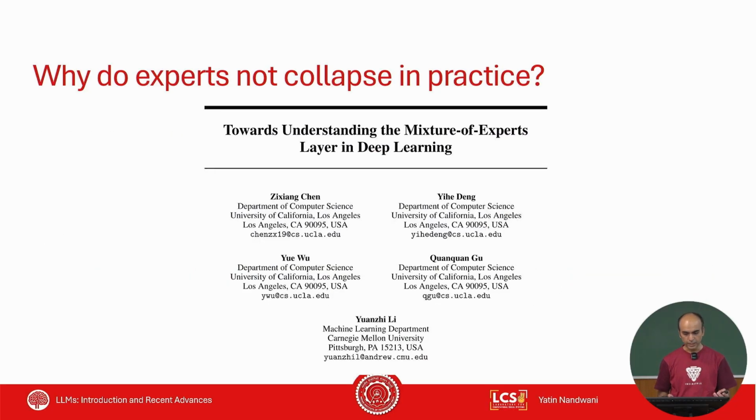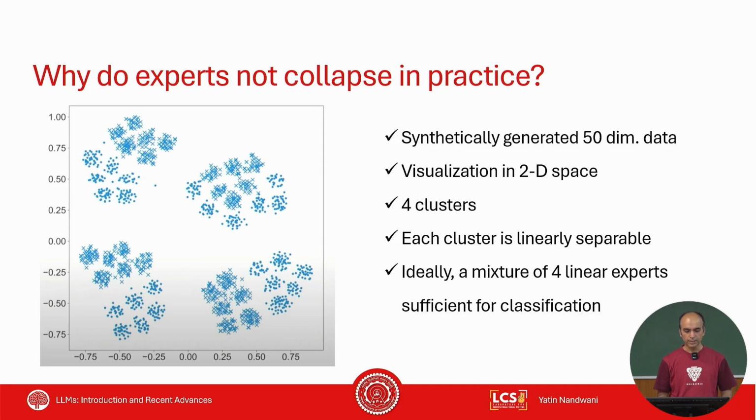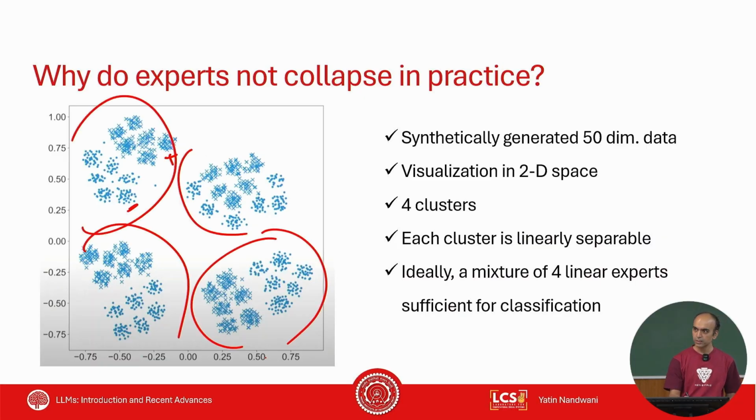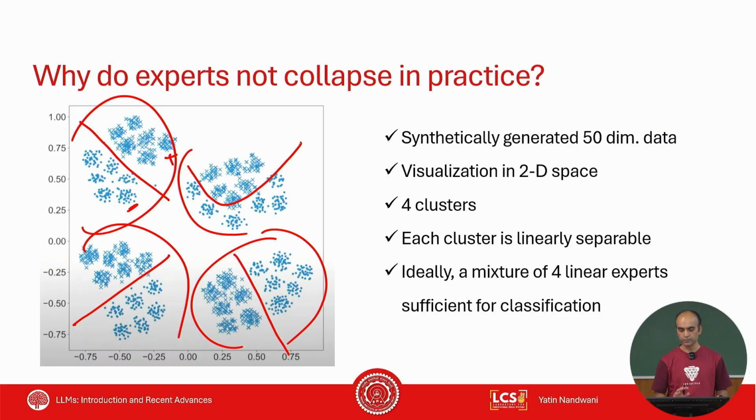There was a paper which tried to study this systematically through synthetic experiments. What they did was that they created synthetic data. There are two classes, the positive class and the negative class, and the data is divided into four clusters. We can see that this part is separable linearly, this is separable linearly, this is separable linearly, and this is also separable linearly in the higher dimensional space. This is a two-dimensional projection, right?